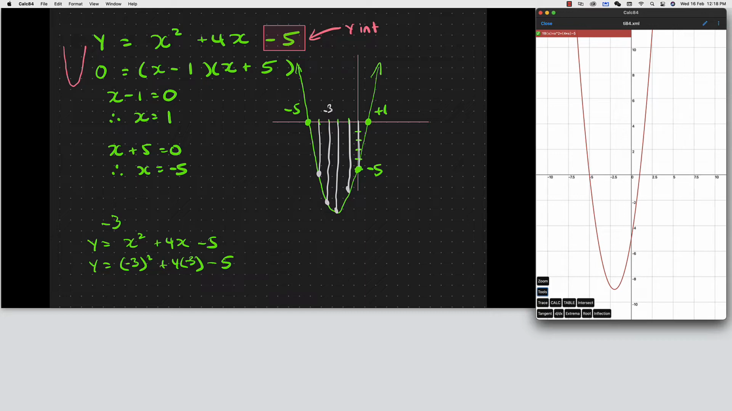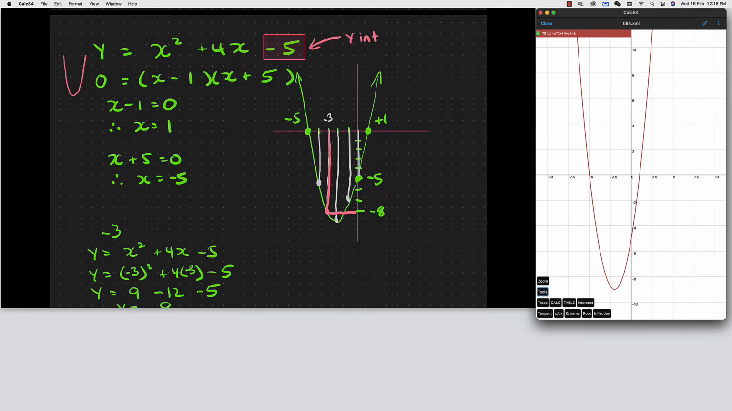And I want to take that value and put it inside there. It helps to make those brackets so that you don't get mixed up with some of your signage later on. So this just equals negative 3 squared, which is 9, and 4 times negative 3 is negative 12, and minus 5. And we can see here that y equals negative 17 plus 9, so it's going to be negative 8. And if I follow this line down, you can see it ends up right here. And if we were to continue over to the y-intercept right here, it basically lines up with the negative 8.